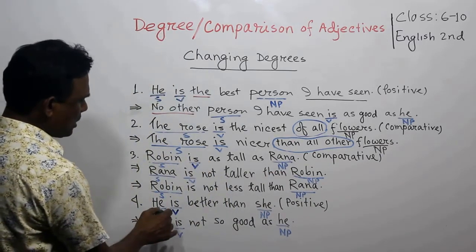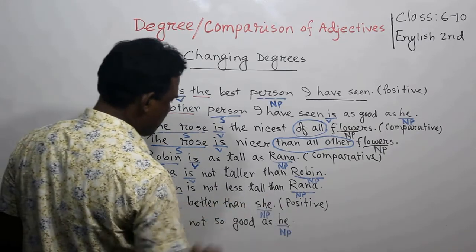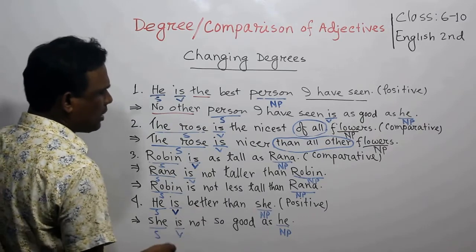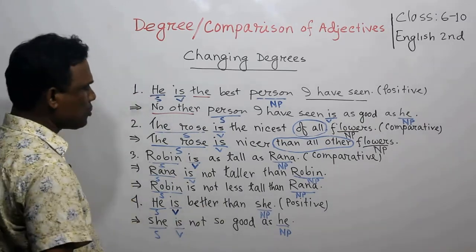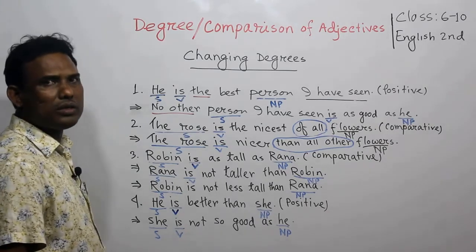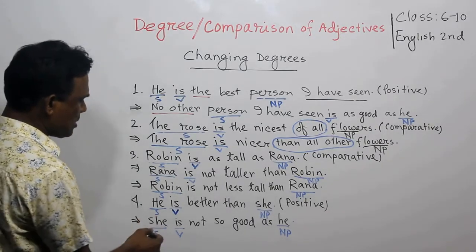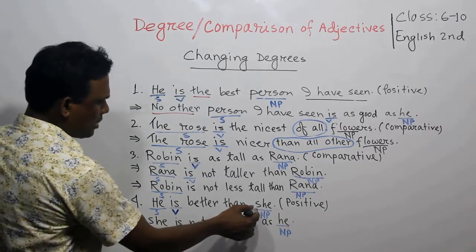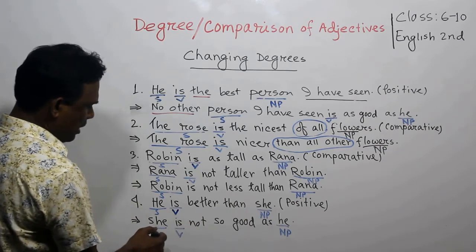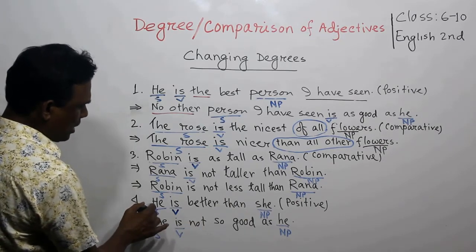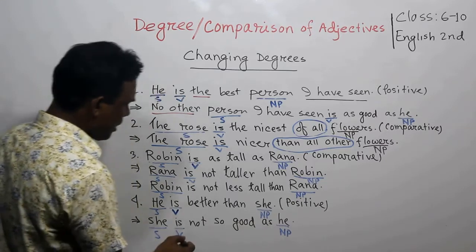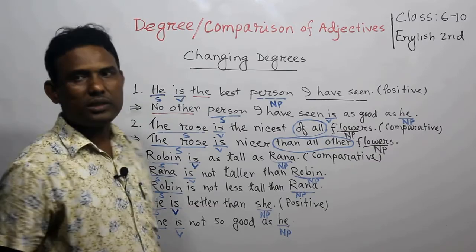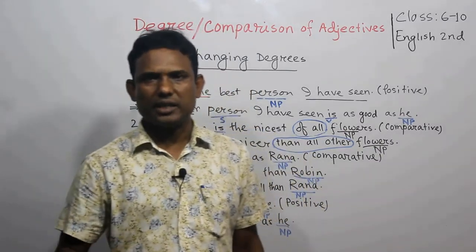Number 4: He is better than she. Make it positive. You can see the comparative degree better is followed by than. In this case, you should not start the sentence with no other or very few. So, its answer is: She is not so good as he. You can see NP she has become subject. Subject he has become NP. The word not is used to make it a negative one. In this way, you can change degrees.